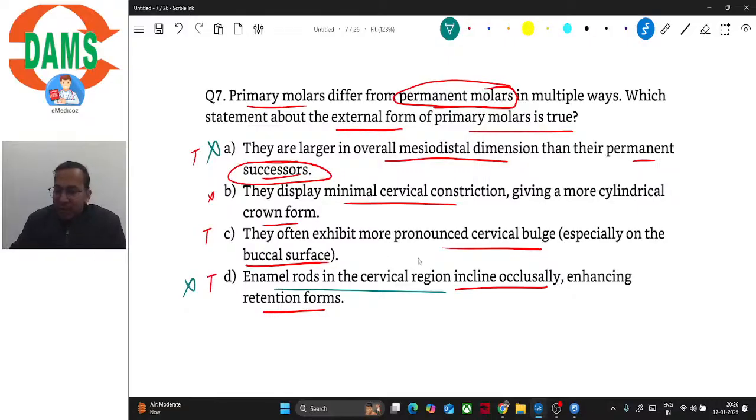What about option C? They often exhibit a more pronounced cervical bulge as compared to the permanent molars, because in permanent dentition, the molars have a cervical bulge and none of the other permanent teeth have any. Cervical bulge is a characteristic feature of primaries, and in permanents it is seen only in molars. So it is option C which is comparing the primary molars with the permanent molars. For that reason, we will go with option C over option A or D. Is it clear?